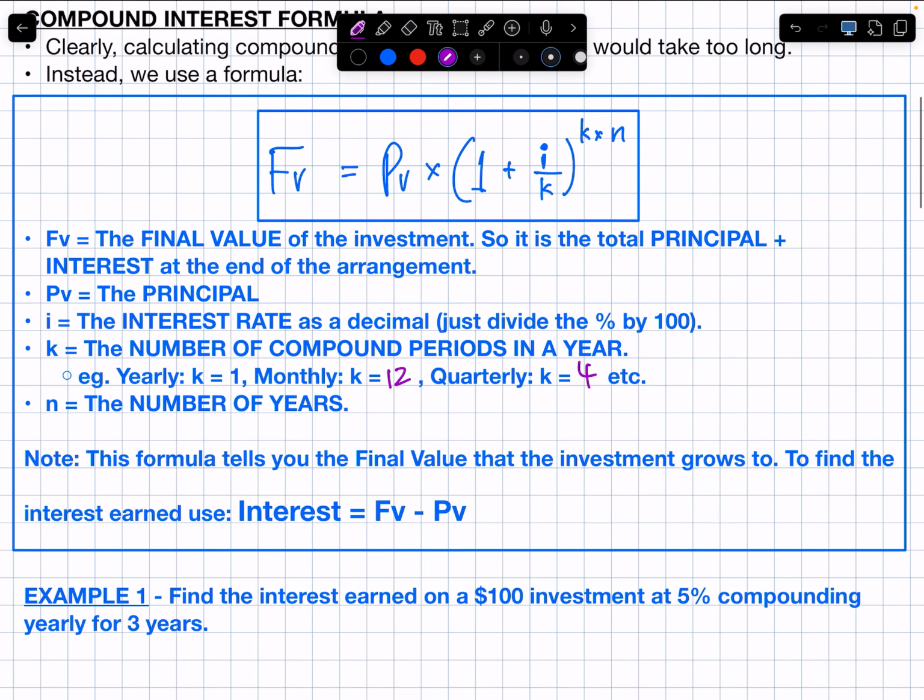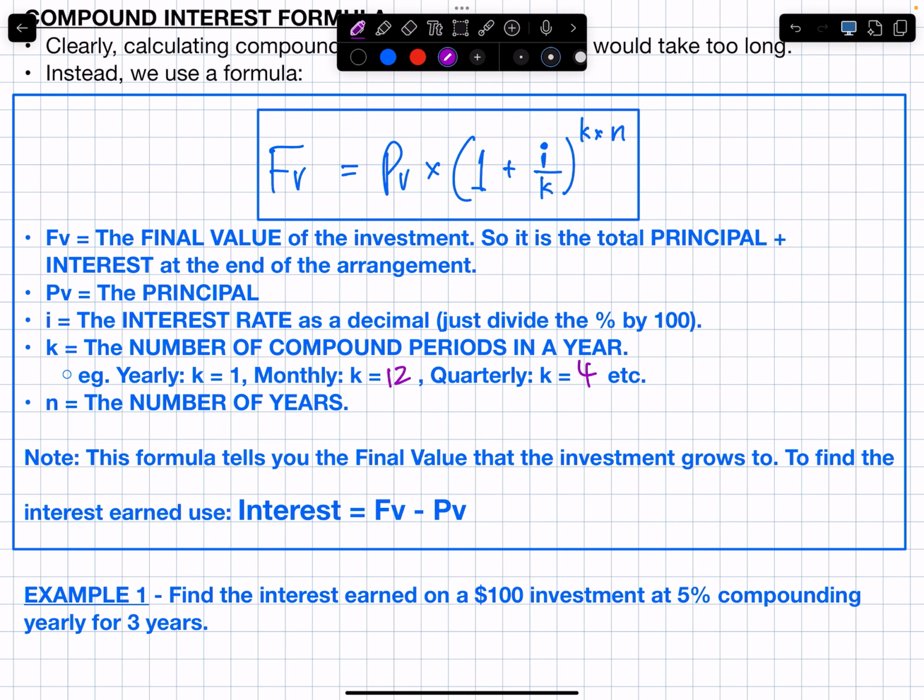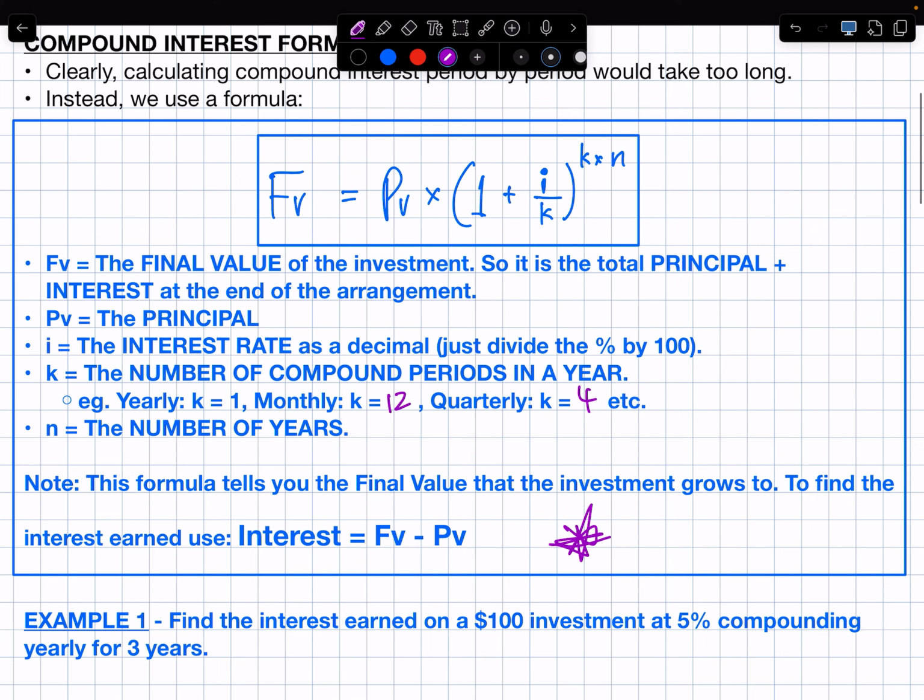What is N? N is the number of years. And please note, this formula tells you the final value that the investment grows to. To find the interest you earned, interest is equal to FV minus PV. I'm going to put a cross there. Can you get that whole block?